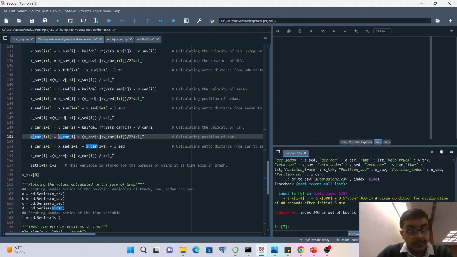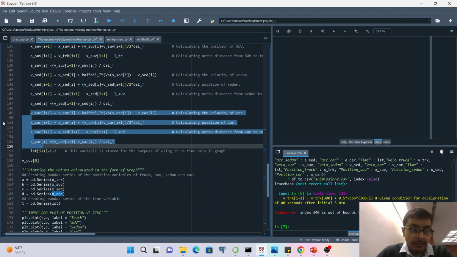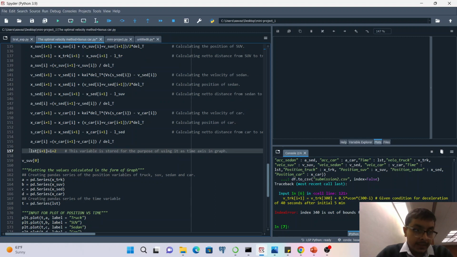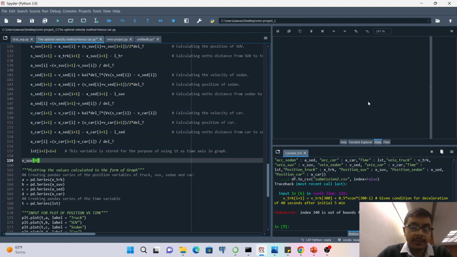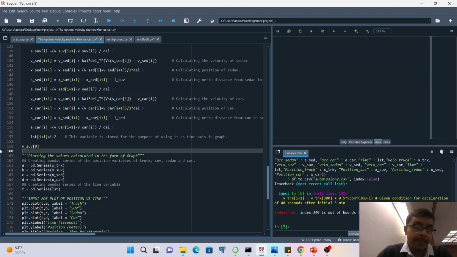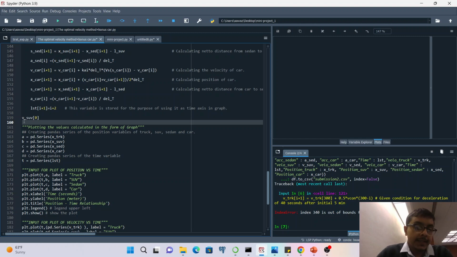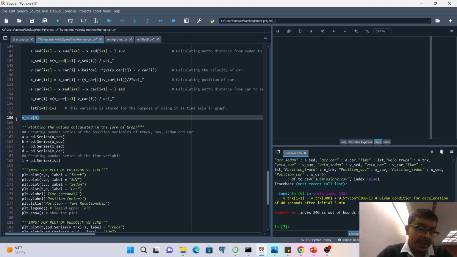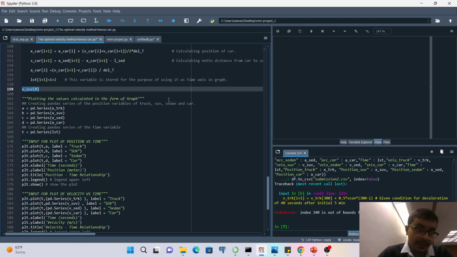And for the car, this is our bonus part of the problem, and we have combined this together in this video. And this LST parameter is recorded to be presented as time. Since we have to plot a graph, time versus velocity, it's just recorded as time. And here we have this VSUV just to check if the code is running properly or not.